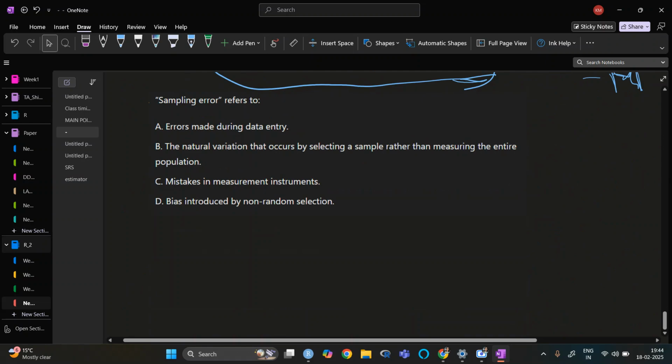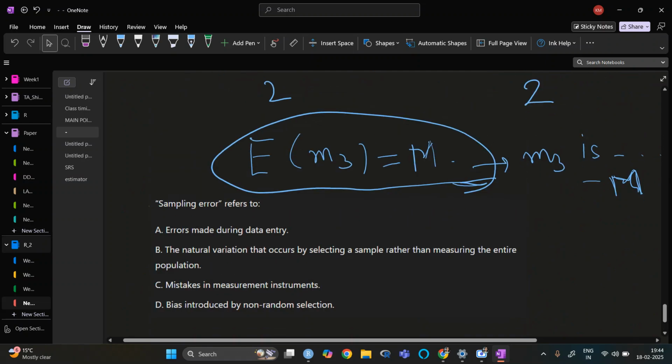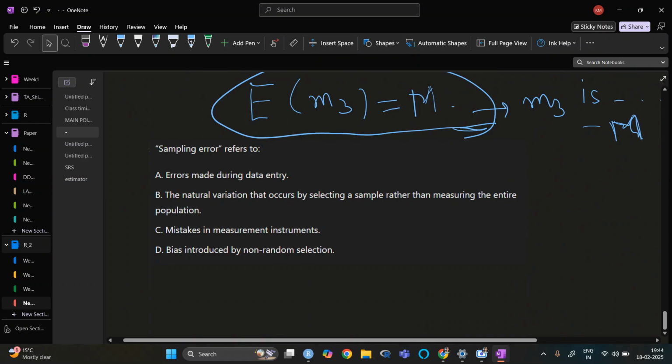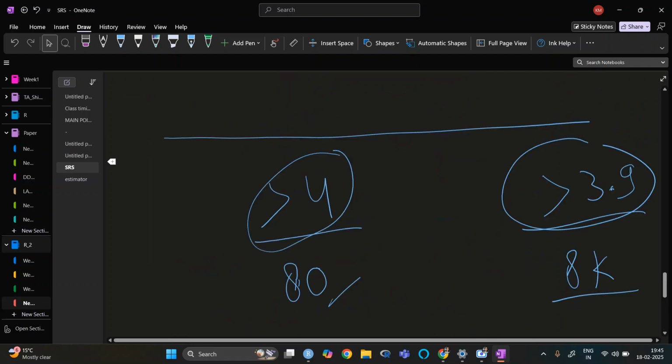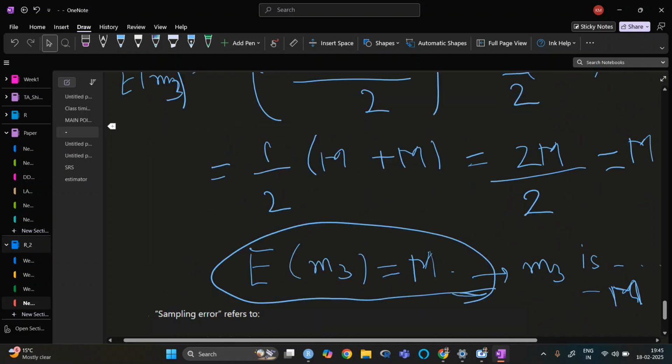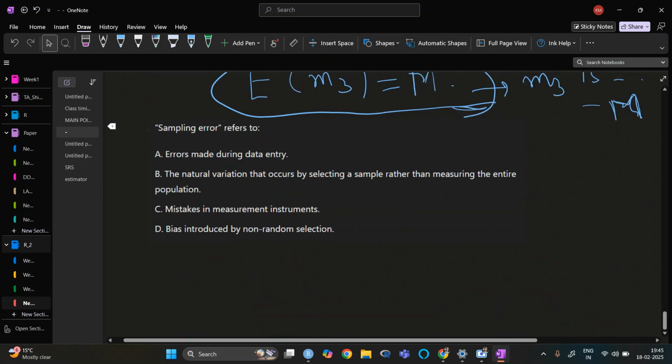Now the last question we have is: sampling error refers to what? Is it the error made during data entry, or the natural variation that occurs, or the mistakes in the measurement instrument, or bias introduced by non-random selection?